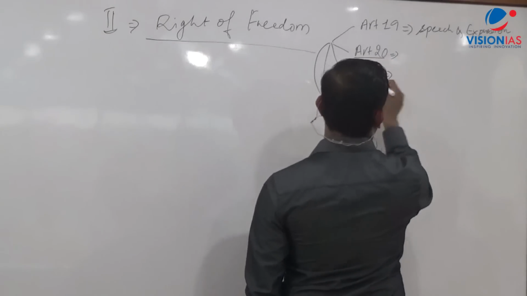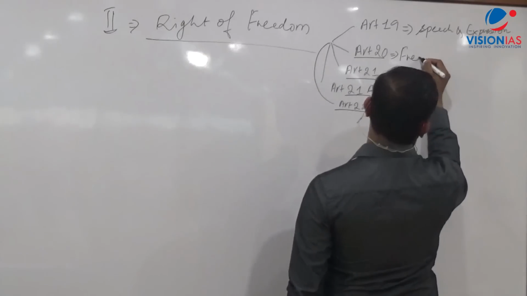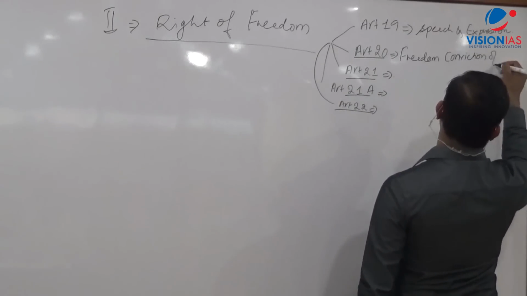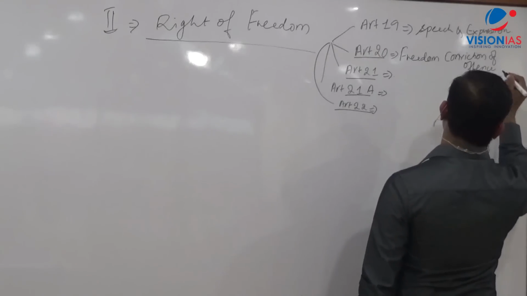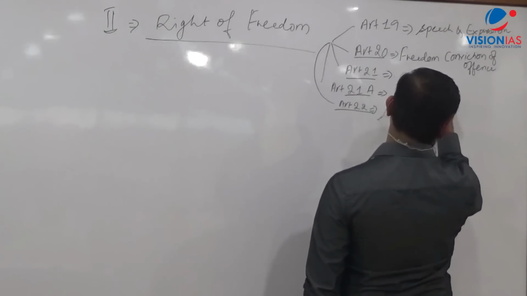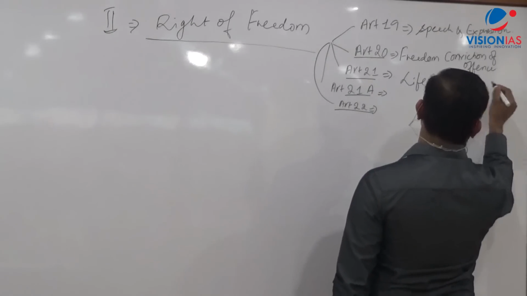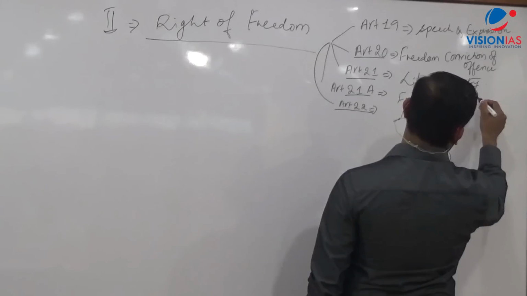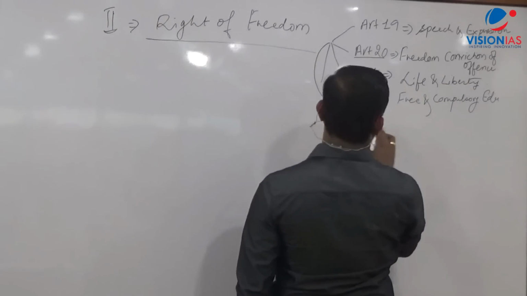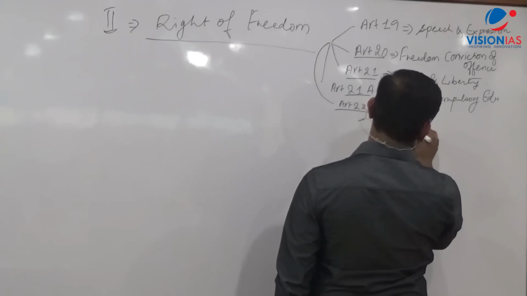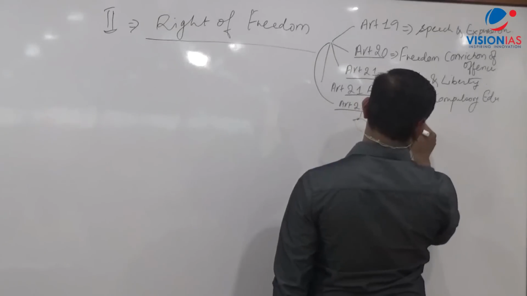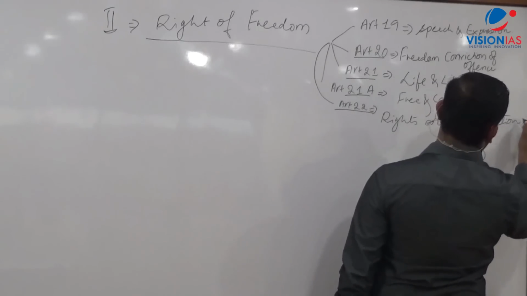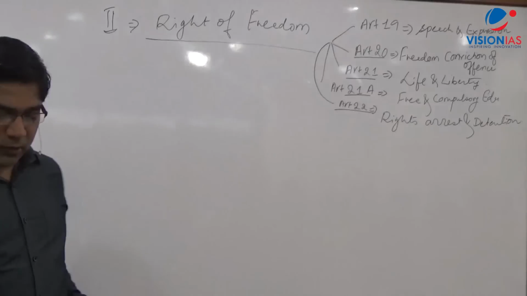Article 20 deals with freedom with respect to conviction of offense. Article 21 is with respect to life and liberty. Article 21A is with respect to free and compulsory education. And Article 22 is with respect to freedom or rights with respect to arrest and detention. So these are the rights. So we have discussed Article 19.